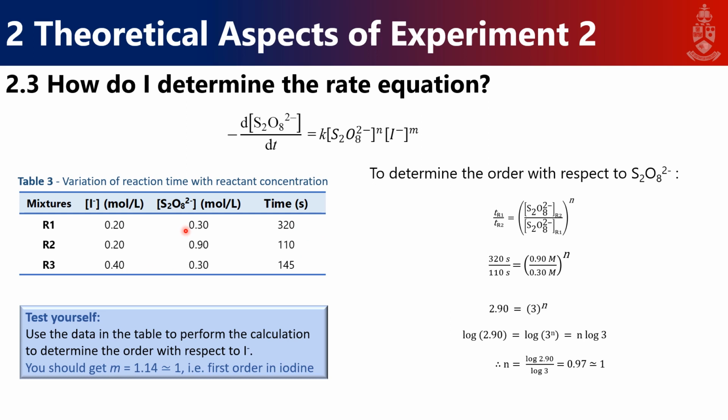So please go repeat this calculation, pause the video and see whether you get this value for M, and also first order in the iodine. And this would be the way that you treat your experimental data as well. Double check that the other reactant concentration remains constant.